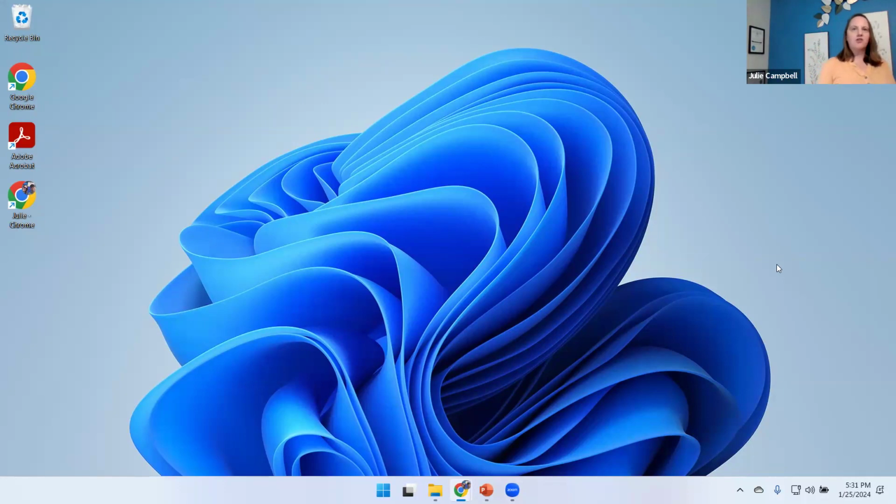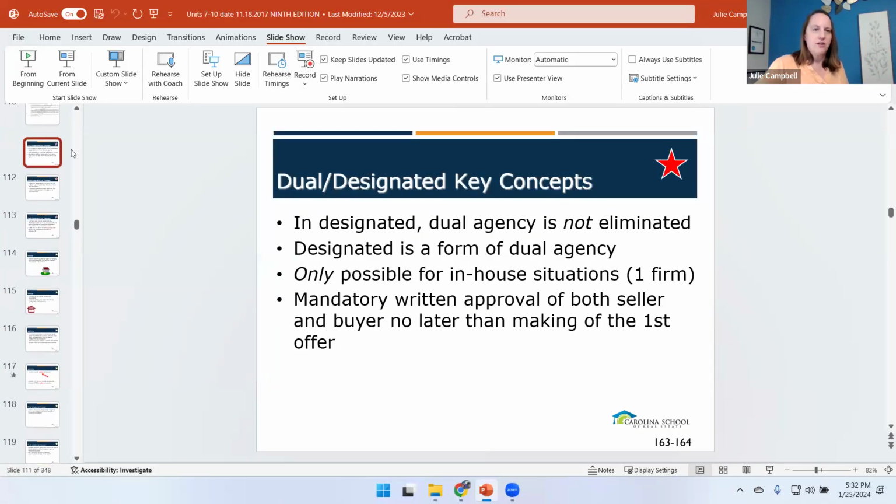In dual agency, how many transactions? One transaction. You threw me off guard. In dual agency, how many clients? Two clients. Bonus question: in dual agency, how many customers? Zero. Good job, guys.